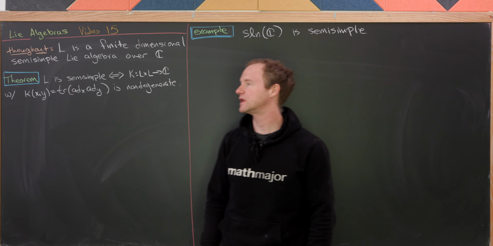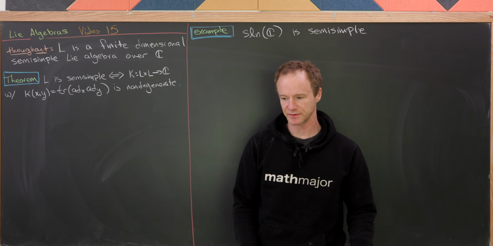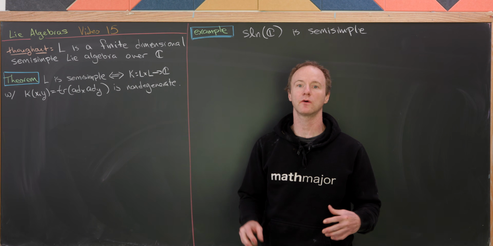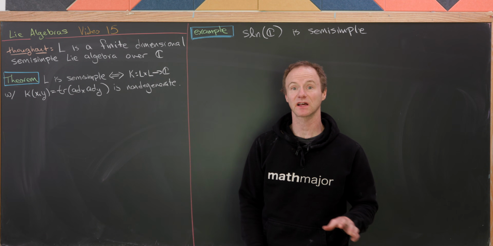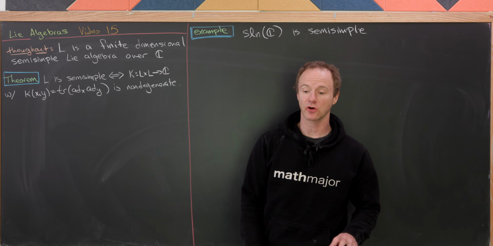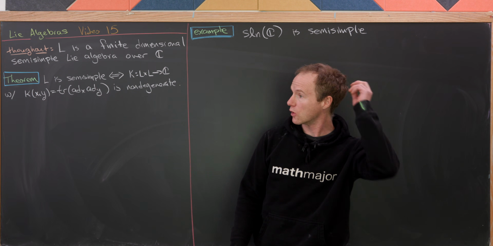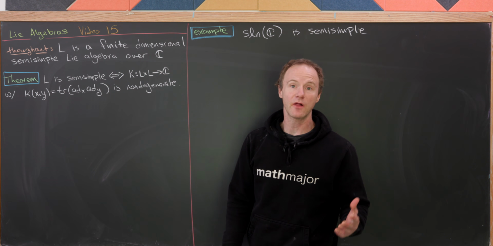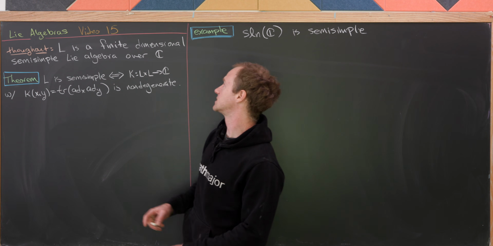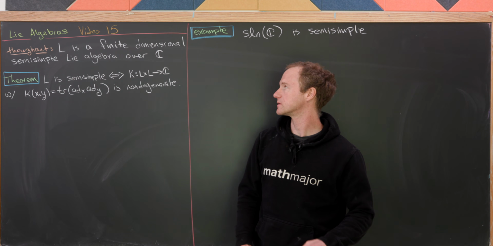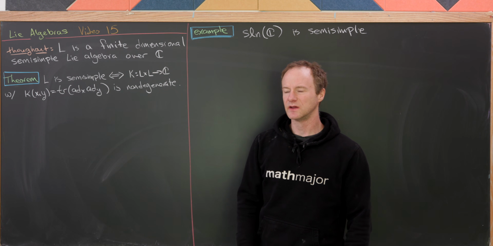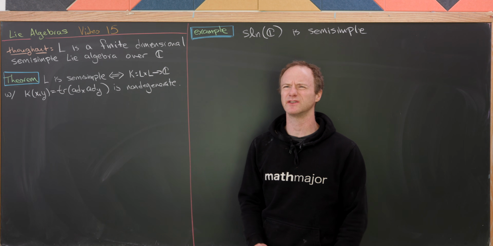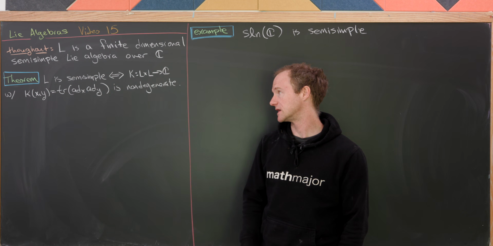This is the 15th video in our series on Lie algebras, and today is the first step towards us proving a really important result, and that's a classification result for all semi-simple Lie algebras over the complex numbers. Throughout this video, we're going to take L to be a finite dimensional semi-simple Lie algebra over C. We're just going to set that at this moment so that we don't have to rewrite it many times.